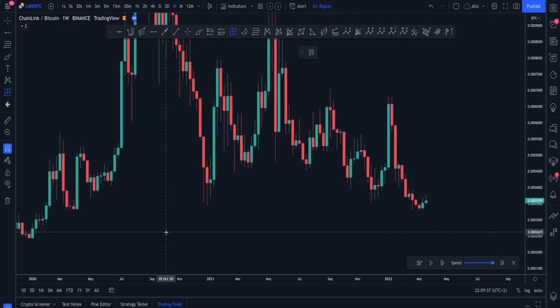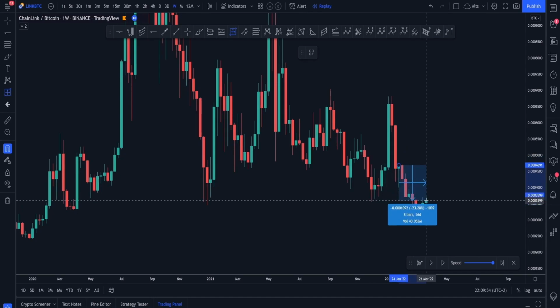Now let's check the Link BTC pair. For this, we will use the chart on Binance, also on the weekly time frame. Here we will mark, once again, the end of the week of January 24th to the end of the week of March 21st. And we can observe that in the same 56-day period, Link lost 23% compared to Bitcoin. In other words, it underperformed Bitcoin by 23%.